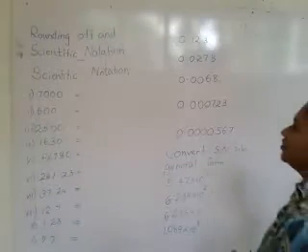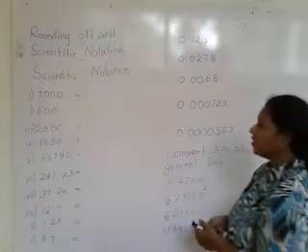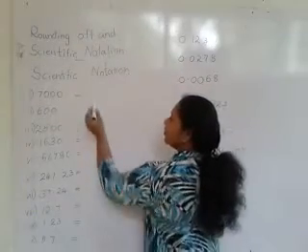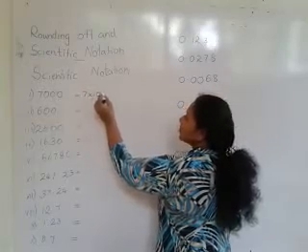Rounding off and scientific notation. First I am going to explain scientific notation. Here the number is 7000. We can write 7000 as 7 times 1000.